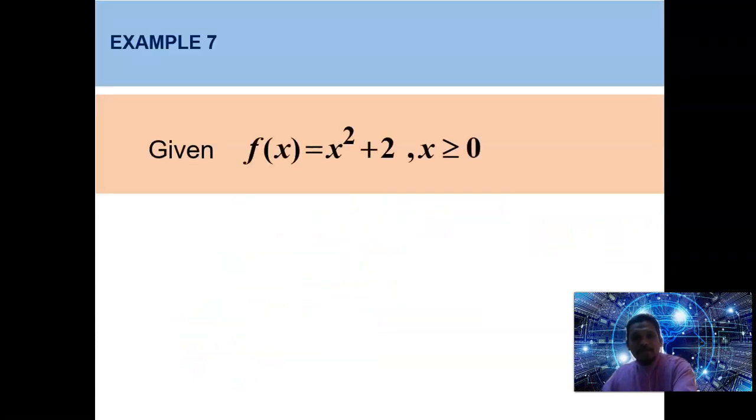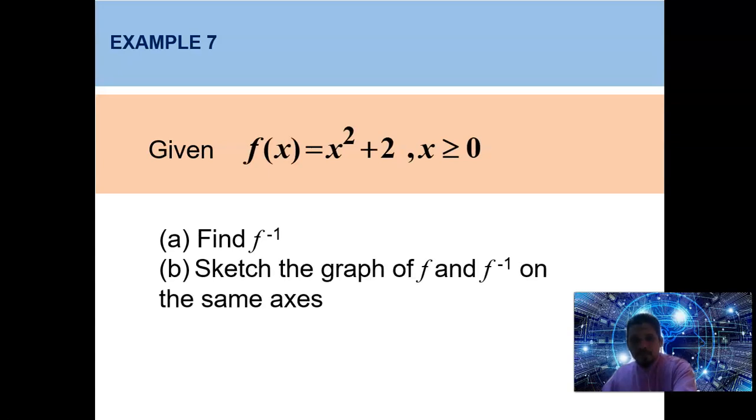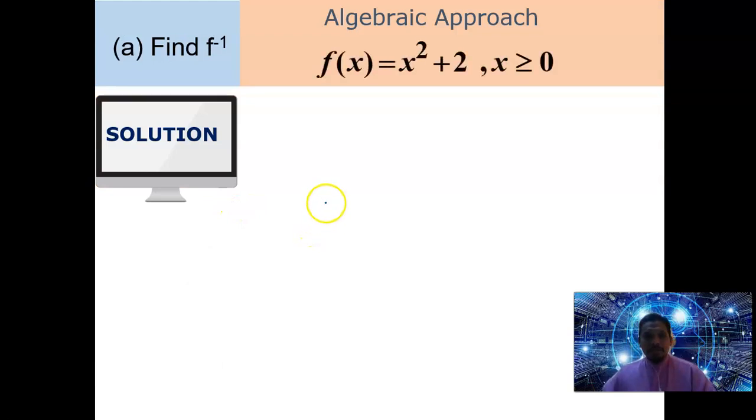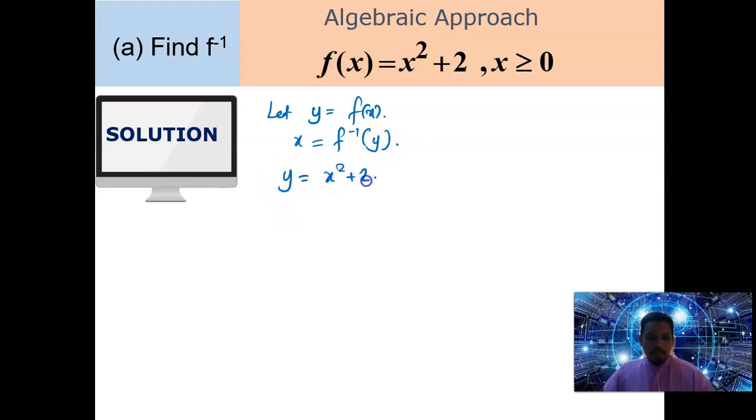Now f(x) equals x squared plus 2: find the inverse, sketch the graph, and determine the domain and range of f. Okay, let's continue. So this is a function here now, so let y equal f(x). Okay, so then x equals f inverse of y, and then y equals x squared plus 2.